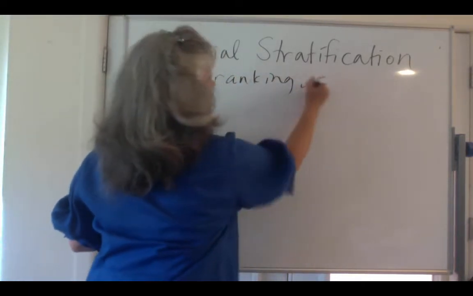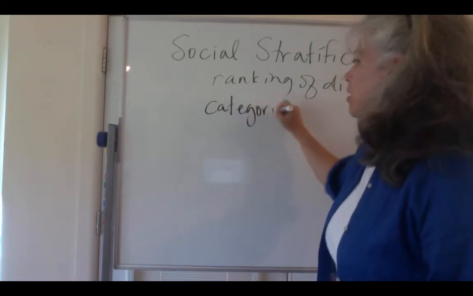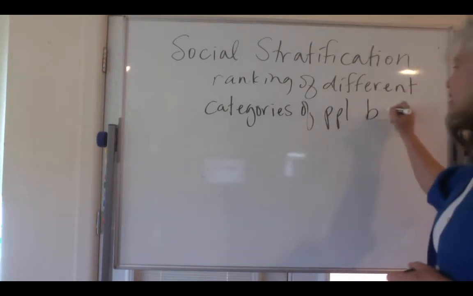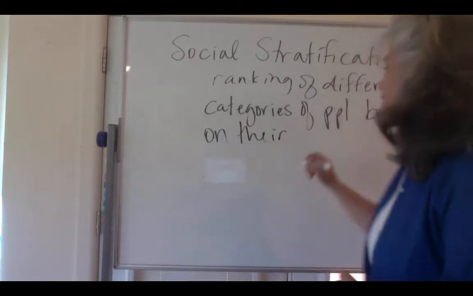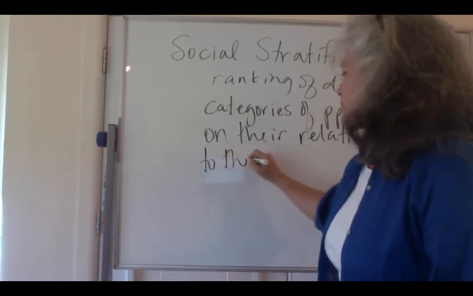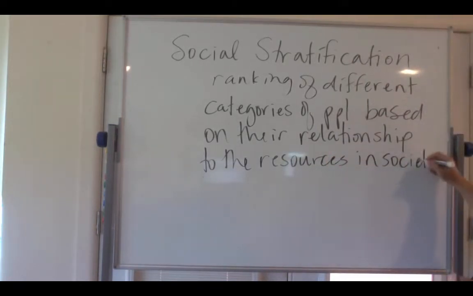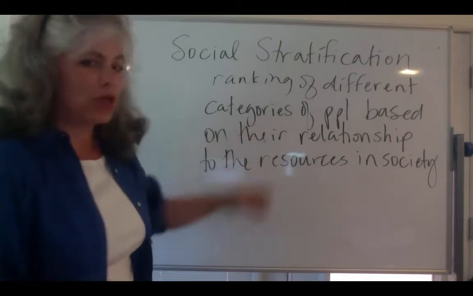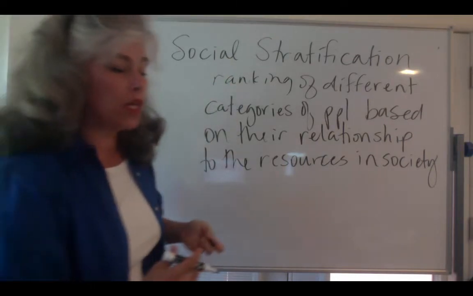It's a ranking of different categories of people, based on their relationship to the resources that are in that society. So social stratification is an unequal ranking of different categories of people. These are huge groups of people in a society, and different people have a different position within our social structure.